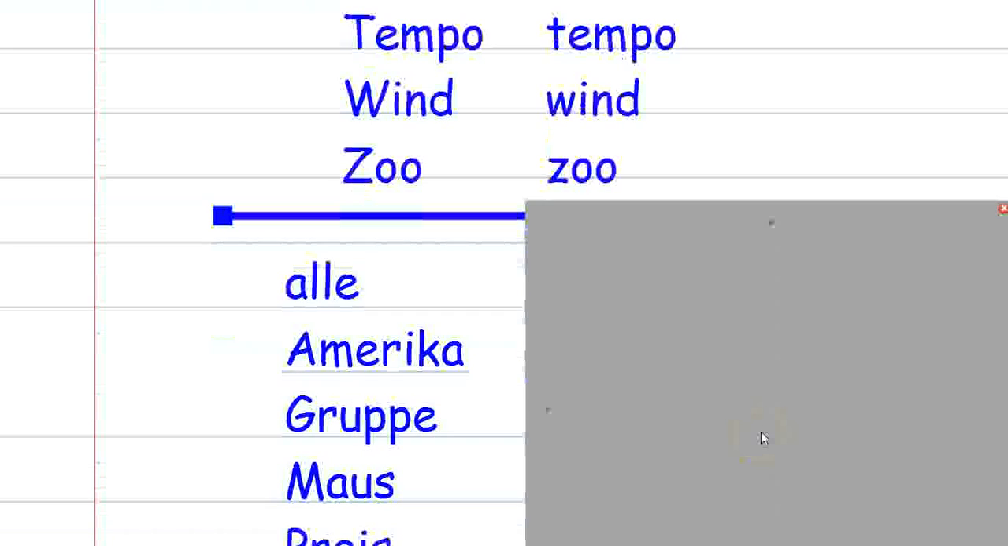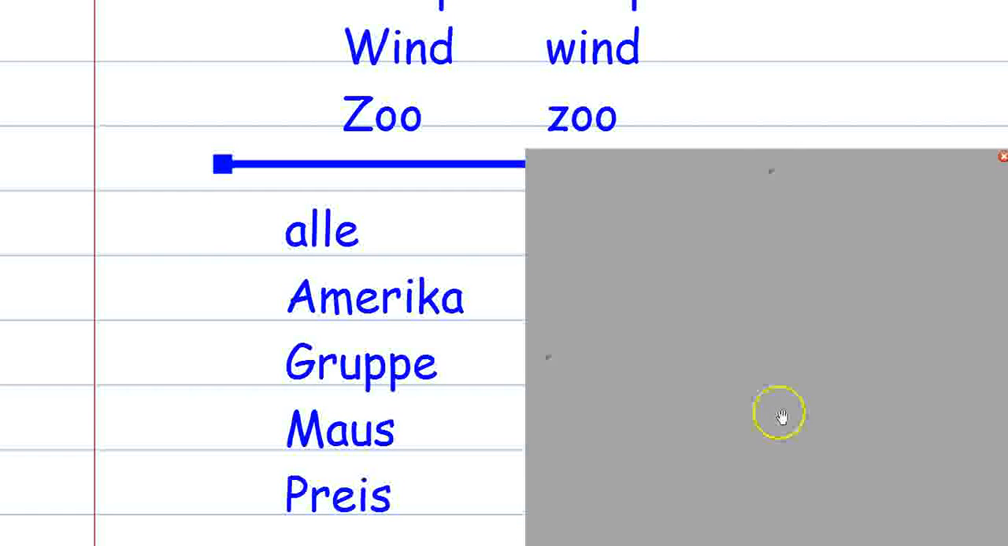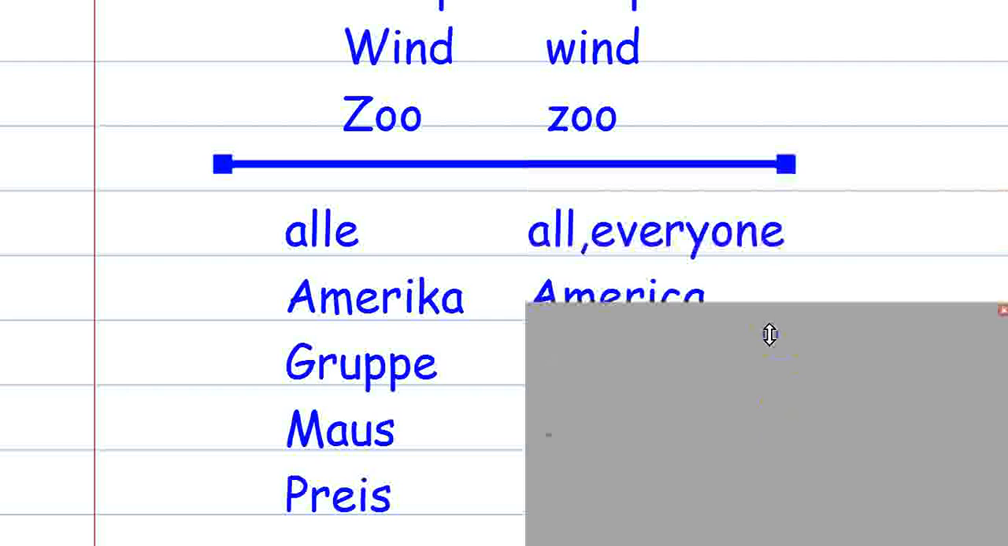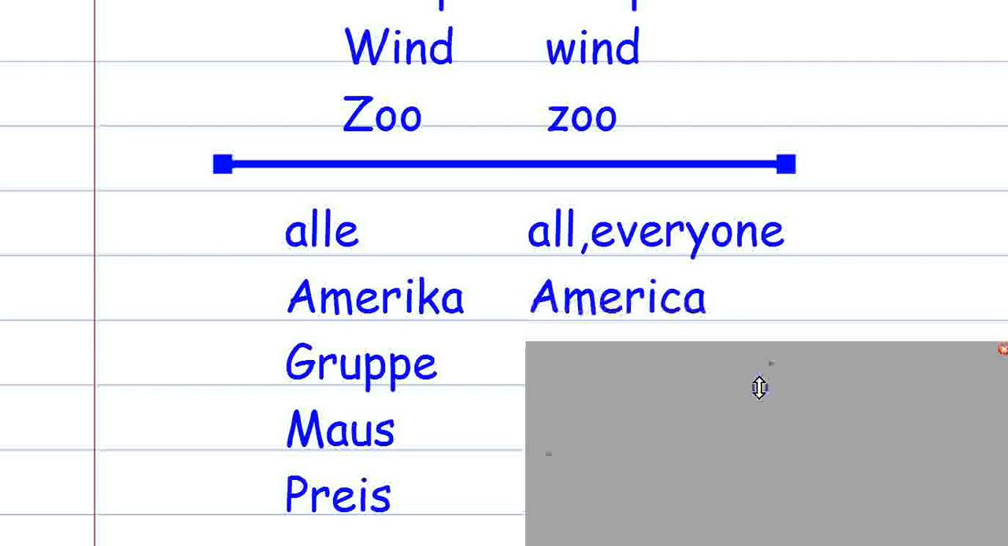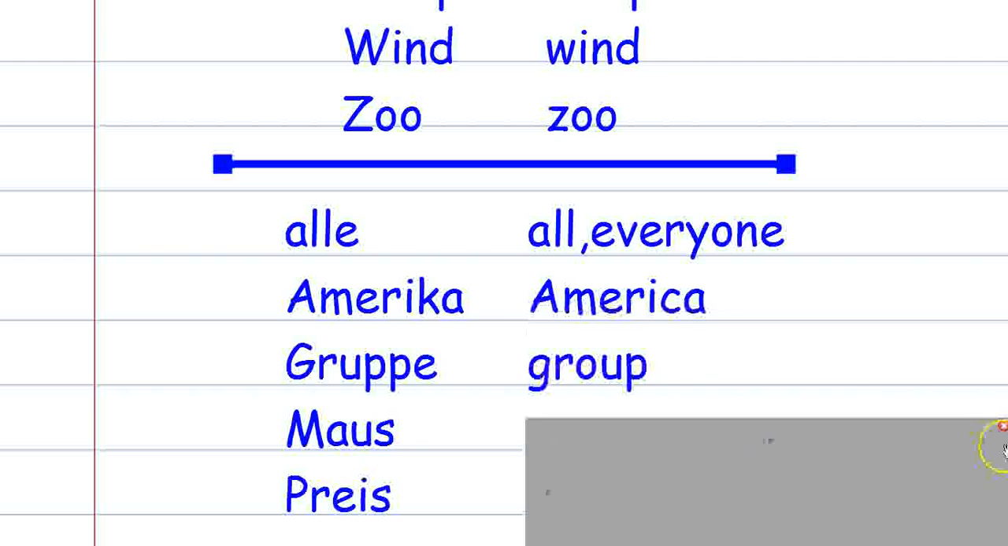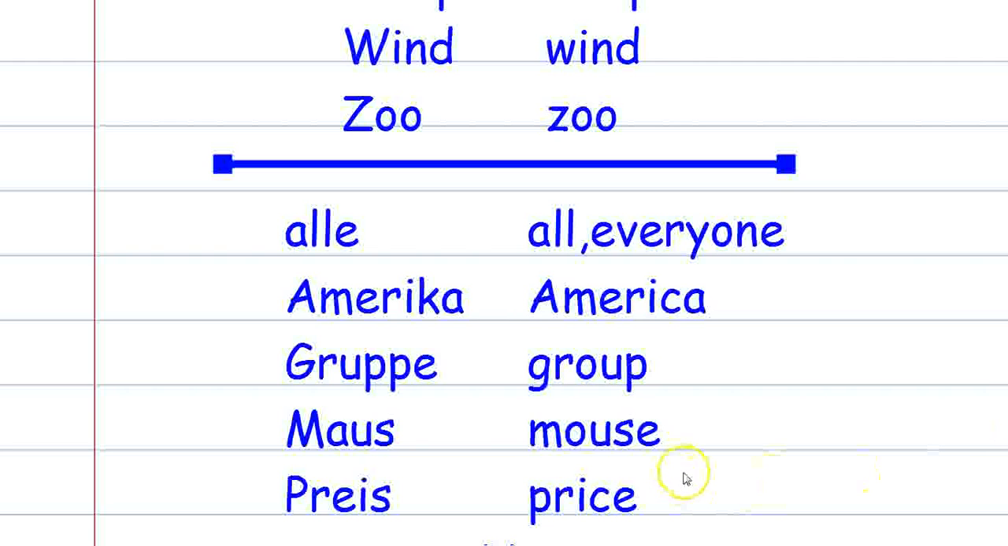Some that are not exact spellings but are good cognates would be alle, America, Gruppe, Maus, and Preis. So good cognates.